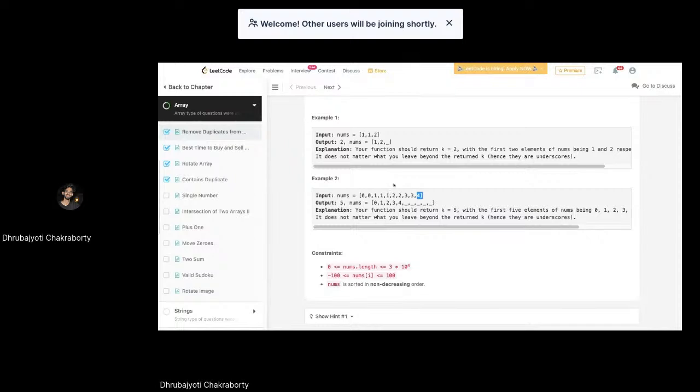The first brute force approach that comes to my mind as soon as I see this question is, I can just iterate through my array first of all, find out if there are any duplicate values, and I'll be popping those duplicate values out. That's my brute force approach. Why?